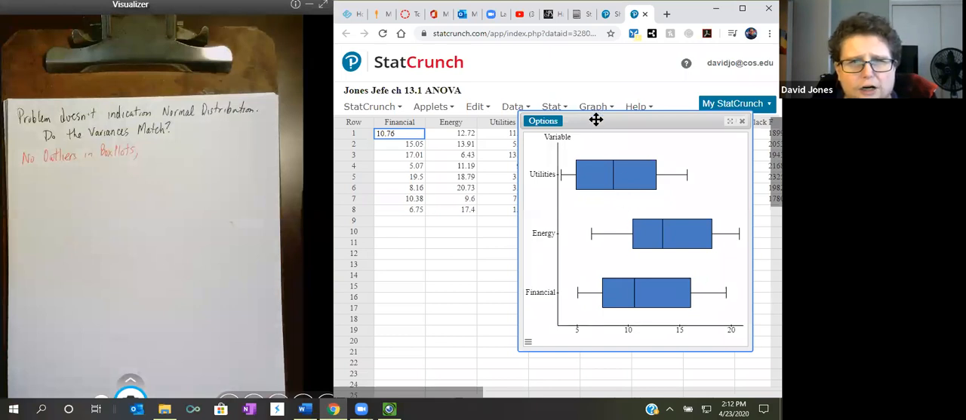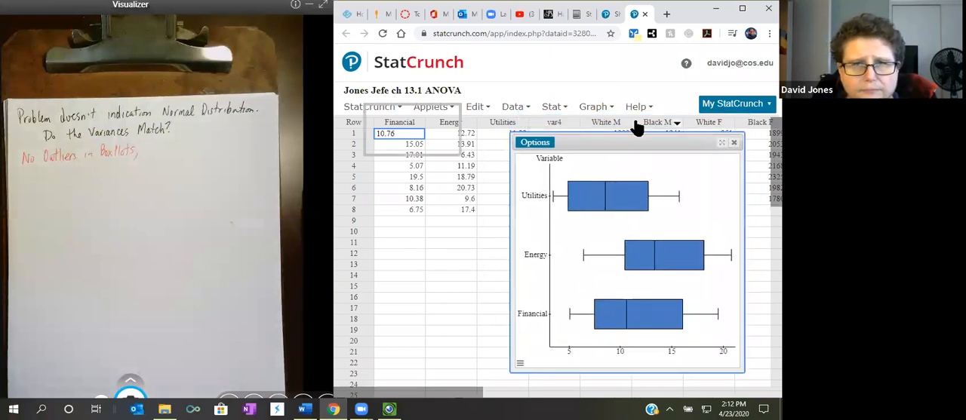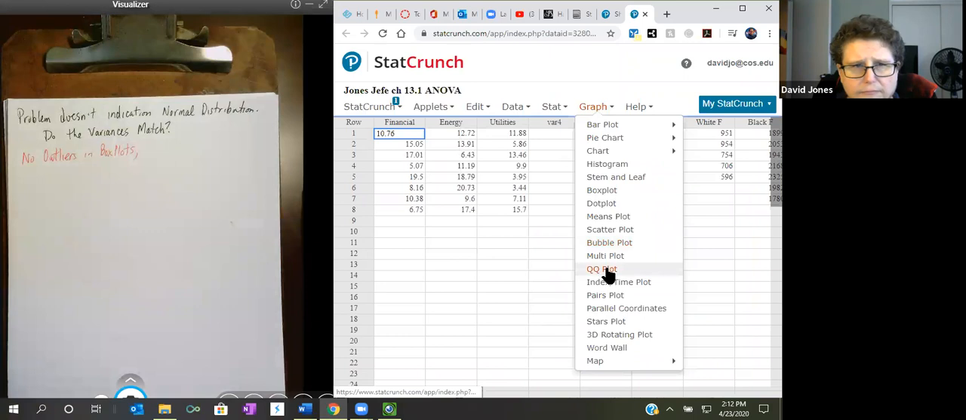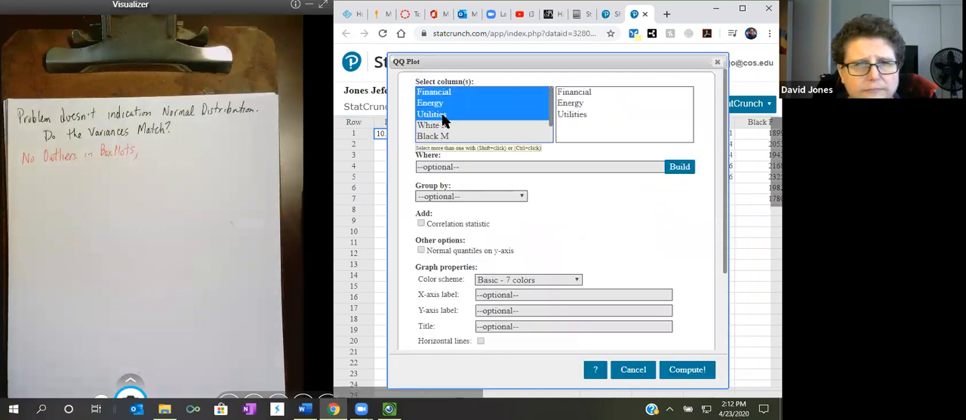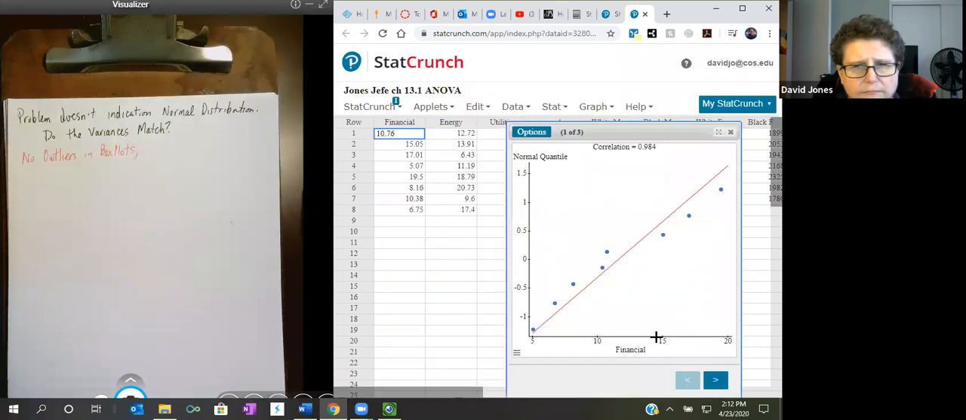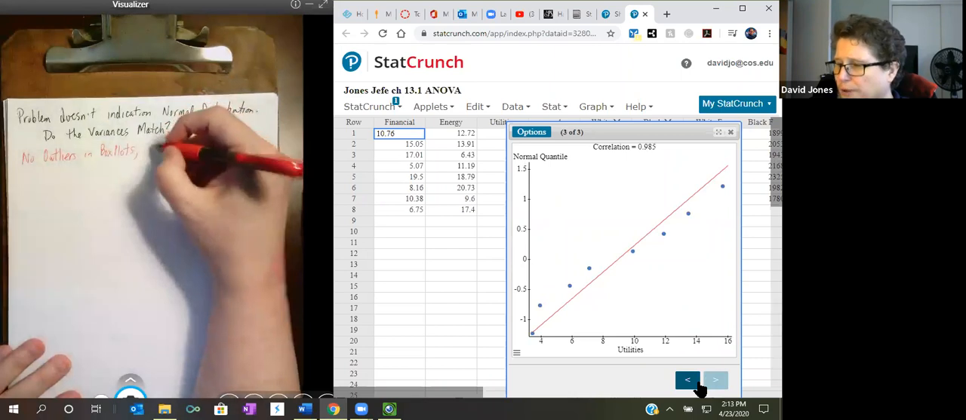And then we'll check our QQ plot. That one looks pretty straight. That one looks even straighter. And that one looks pretty straight. The smallest correlation statistic is 0.984. QQ plots look good.